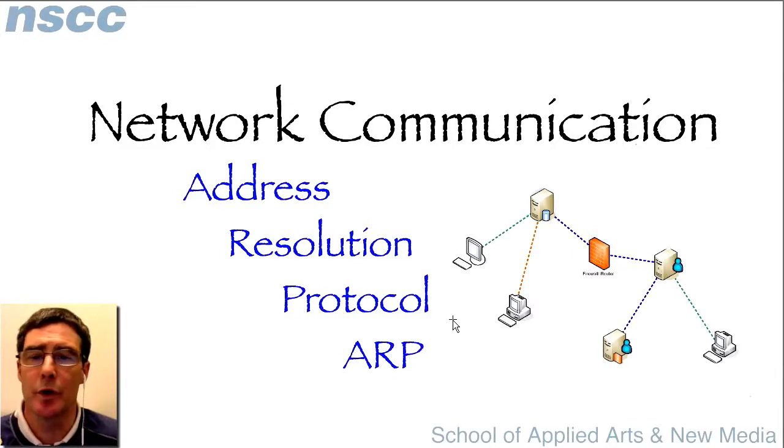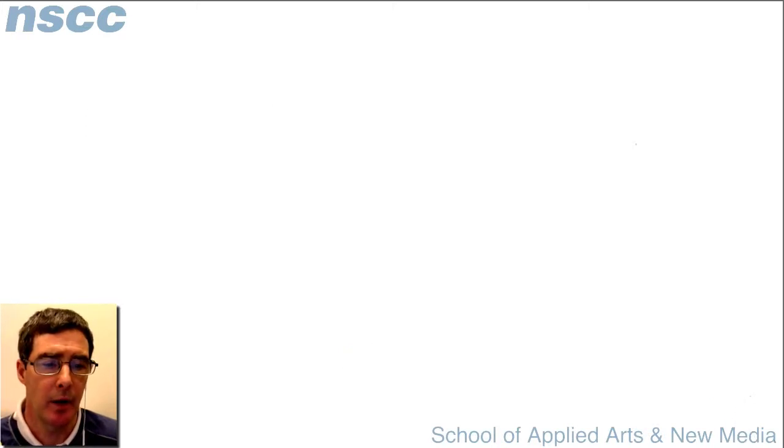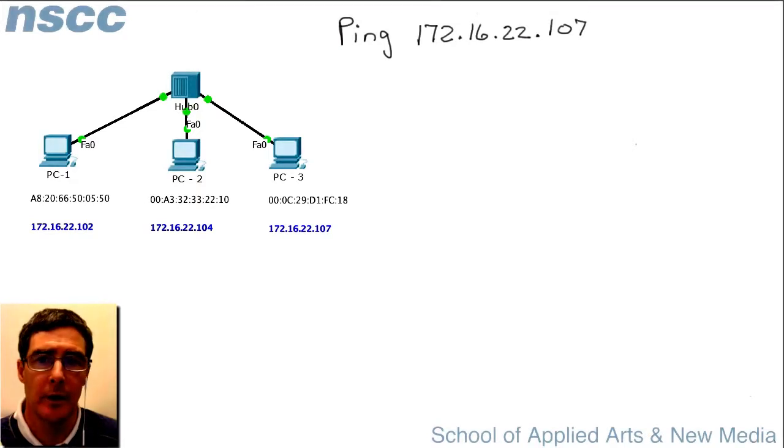In this tutorial, we're going to look at something called Address Resolution Protocol, or ARP. ARP is used to help send packets within a local network, and we'll give an example of what role ARP plays by an example of trying to send a ping packet from one computer in a small LAN to another.